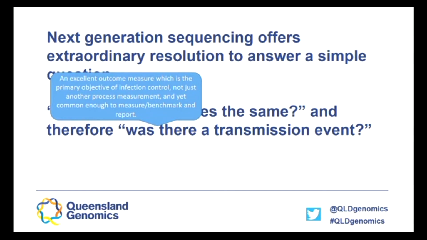The reason I love this is it's a really objective outcome measure. It's not just another measurement of process like hand hygiene compliance or cleaning audits or aseptic technique competency assessments. It's actually something hard that you can really look at. So I can pretty confidently say we don't have a problem with hygiene in our ICU, and that's because we just don't see transmission of organisms.